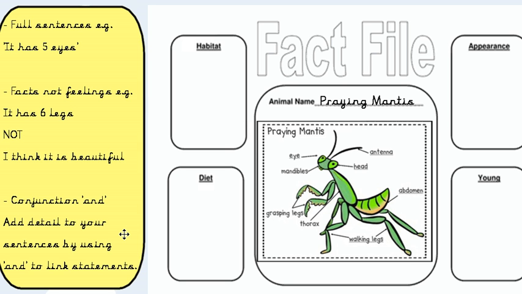Finally, to really push yourself today, I'd love to see some of your sentences that have conjunctions in them, like the word and. This can add detail to your sentences and lengthen your descriptions. So it says here, add detail to your sentences by using and to link statements. So for example, you might write, it has 5 eyes and 6 pointy legs. That would be wonderful.